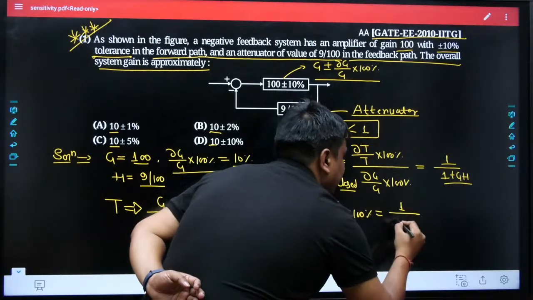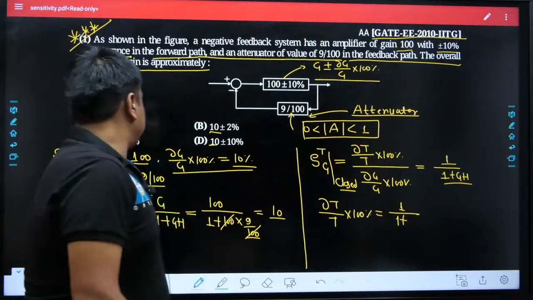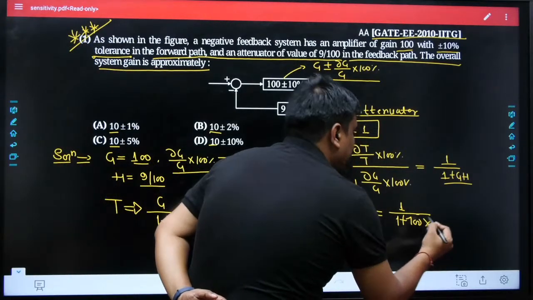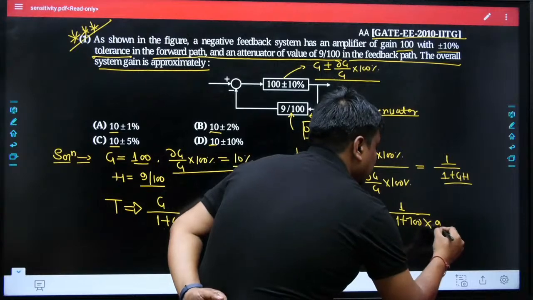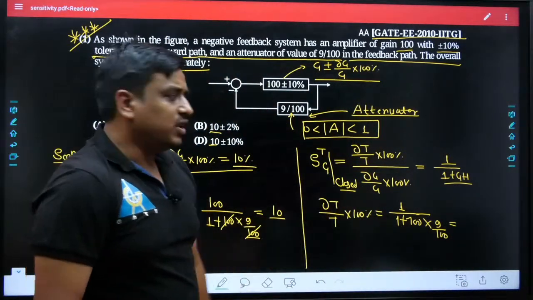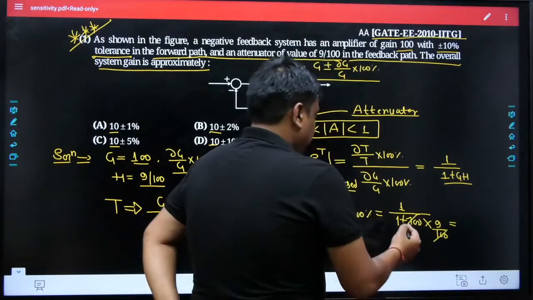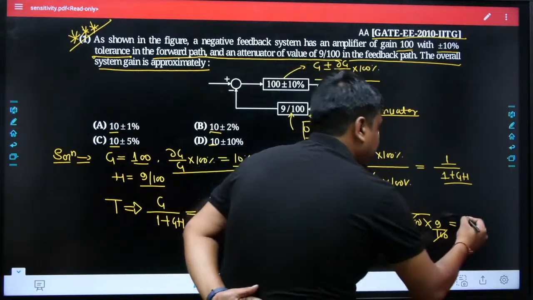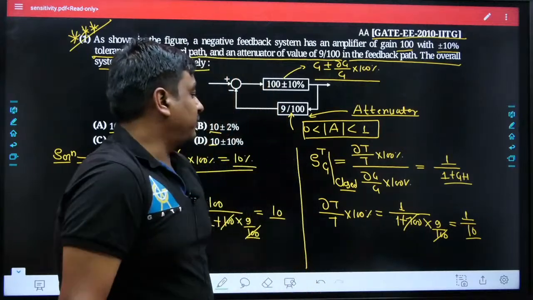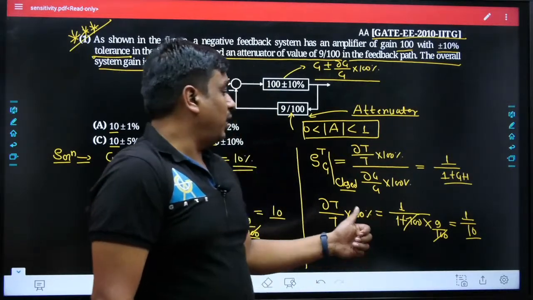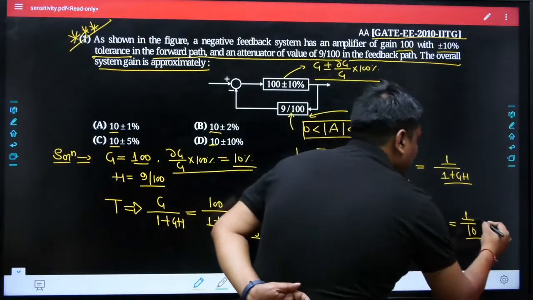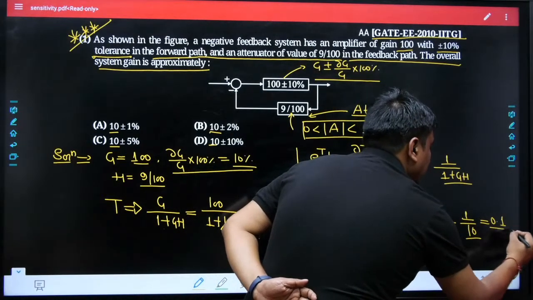Here comes 1 divided by 1 plus the fixed value of G. May I know what it is? It's 100. What about the H over here? The H is nothing but 9 divided by 100. Here goes 1 divided by, the 100 goes off, and here it would become 1 divided by 10. Agreed? 1 divided by 10, that would be 0.1.